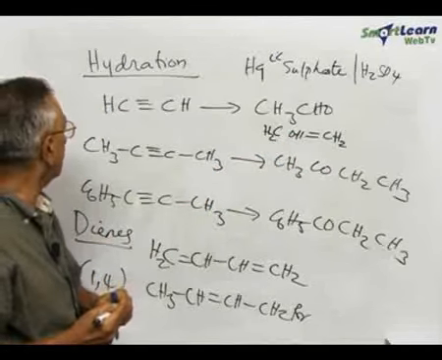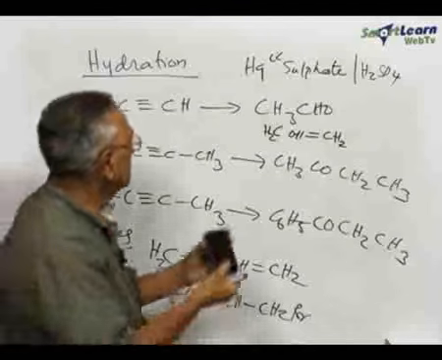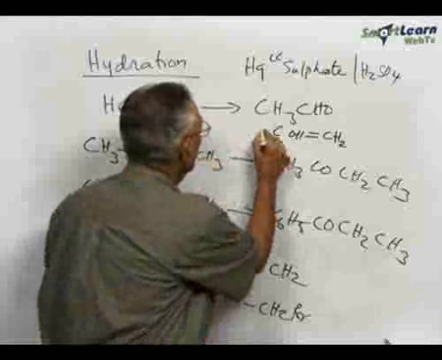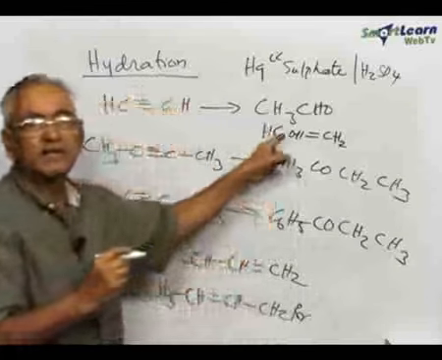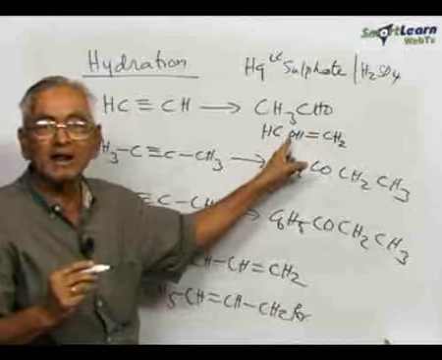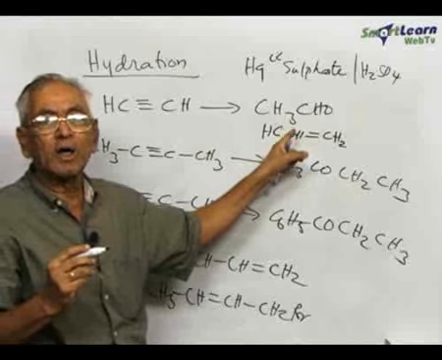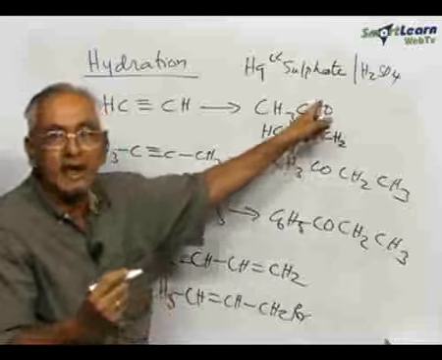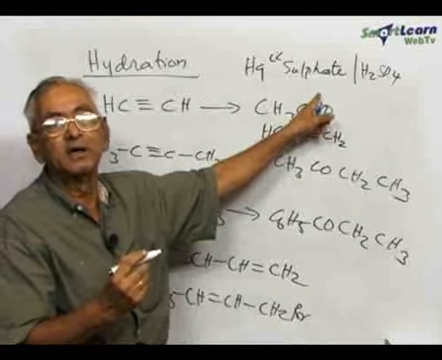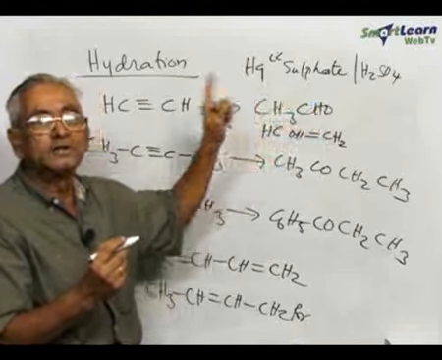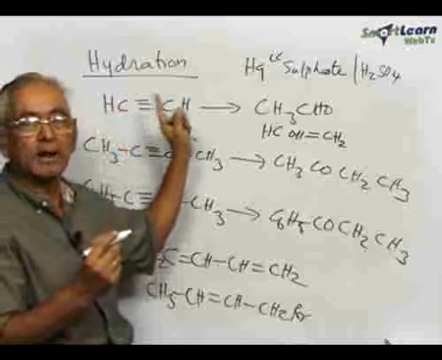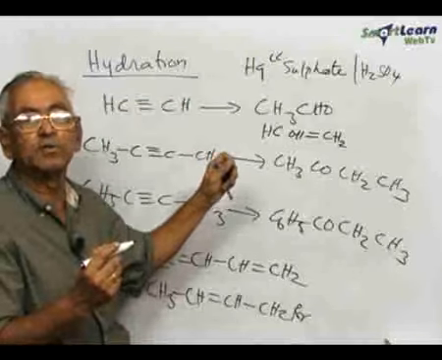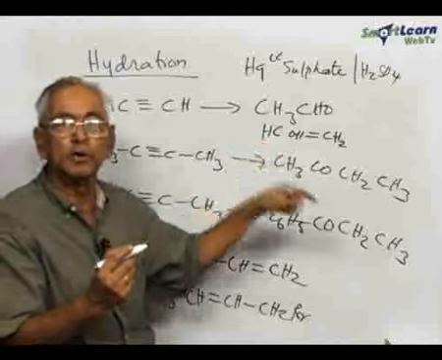So when this gives rise to an enol, this enol is nothing but vinyl alcohol. This vinyl alcohol immediately tautomerizes to give rise to a more stable acetaldehyde, which is the keto form. So this is the only aldehyde produced from an alkyne. All the other alkynes, the internal alkynes, will not produce an aldehyde, they will produce only ketones.